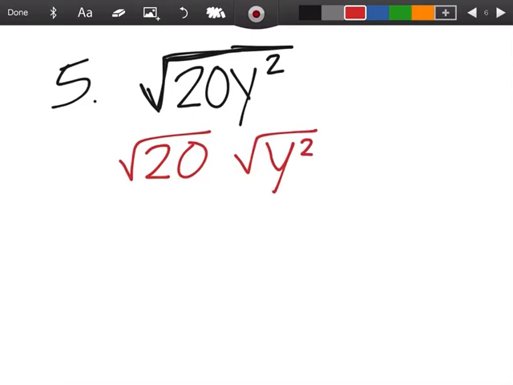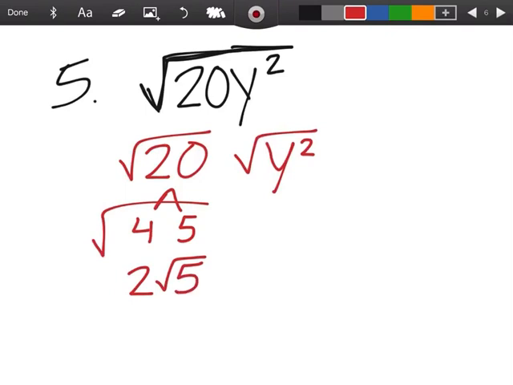So the square root of 20 you can do using the rules that we just learned. So the perfect square that goes into 20 is 4. So 20 is 4 and 5. So the square root of 4 times the square root of 5. Well, the square root of 4 is 2, and the square root of 5 cannot be simplified.